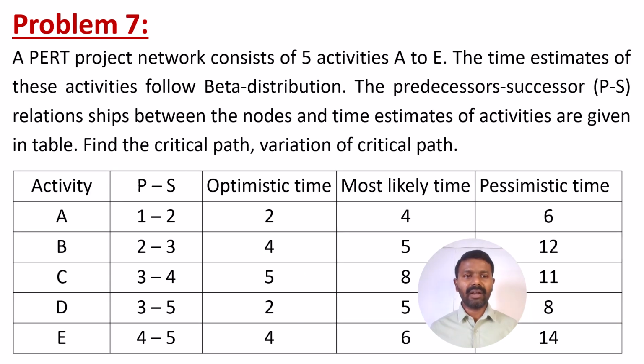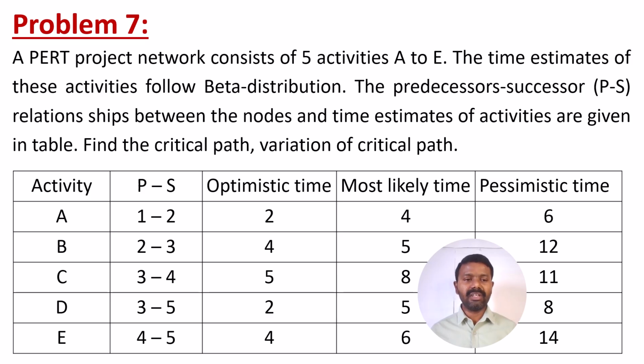So here, a PERT project network consisting of 5 activities A to E. The time estimation of these activities follows a beta distribution. The predecessor and successor, P and S, relationship between the nodes and the time estimation of the activities are given in the table. Find the critical path and variation of the critical path.